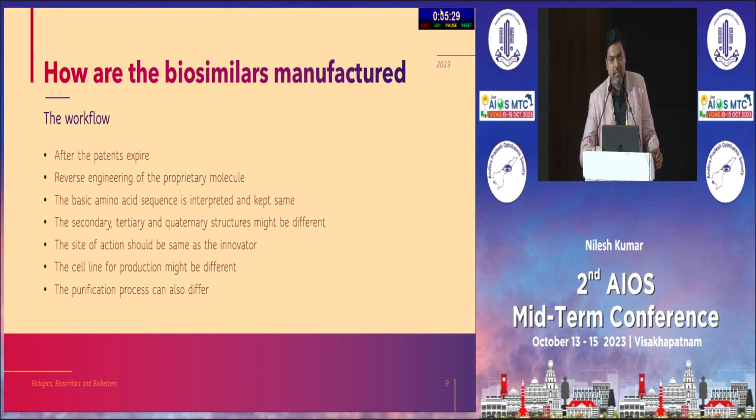So how are biosimilars manufactured? After the patent expires, actually it starts much before the patent expires, but for legal purposes, it starts after the patent expires. Reverse engineering is done of the proprietary molecule. The basic amino acid sequence is interpreted and kept the same. So it has the same primary structure, but the secondary, tertiary, and quaternary structure might be different. The site of action should be similar to the innovator. That is a must. And the cell line for production might be different. What cell line was being used 5 years earlier, 10 years earlier, 20 years earlier might not be the same, but it has to have the same purification.